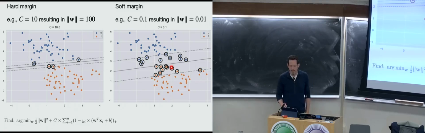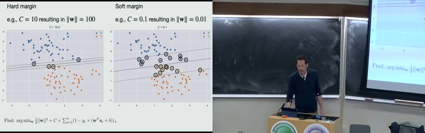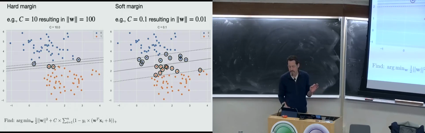Again, this is the more regularized solution, right? You would assume it's probably going to generalize better to noisy new data. That's the assumption with higher regularization. That's why we do it.